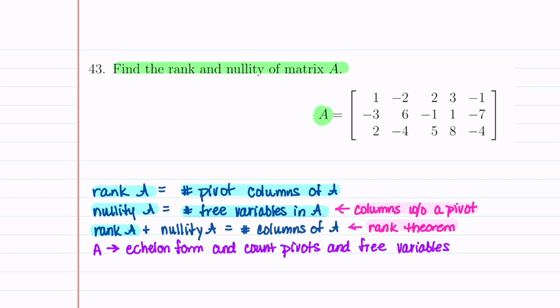We then have what's called the rank theorem, and the rank theorem states that the rank of a matrix A plus the nullity of the matrix A is the number of columns of A. That's because the number of pivot columns plus the number of columns without a pivot is just equal to the number of columns in the matrix.